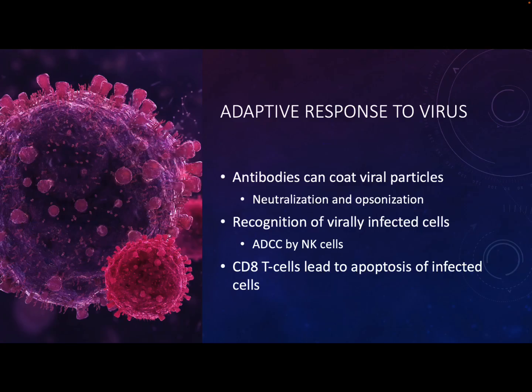So that adaptive response, antibodies are really important because they can lead to neutralization, so they can physically block the virus from getting into the host cell. Viruses have to bind a protein on the surface of our cells to get in. Viruses are usually pretty small, so an antibody binding to a virus can often prevent that virus from being internalized by the target host cell.